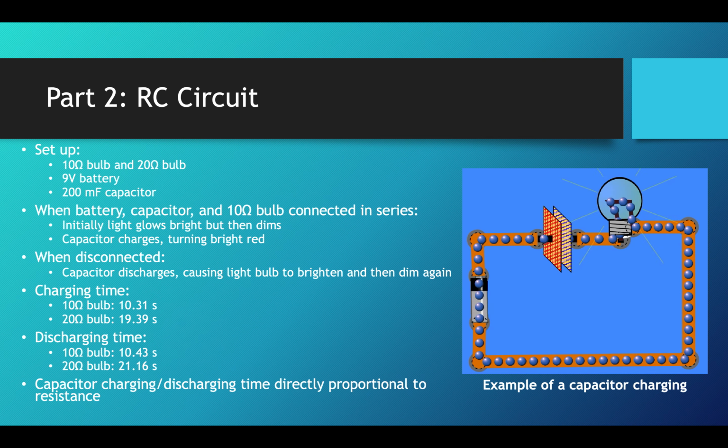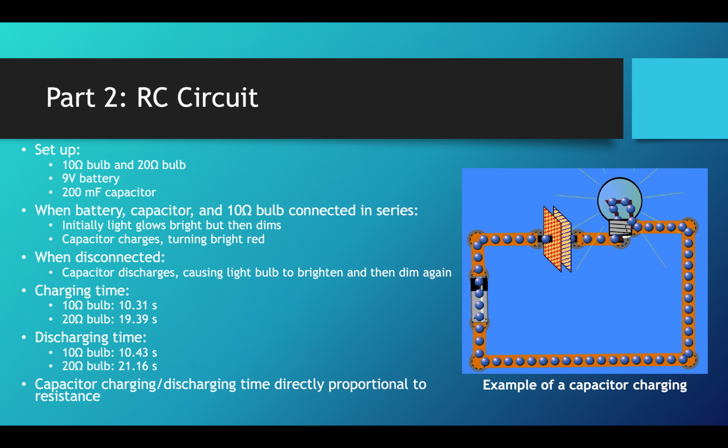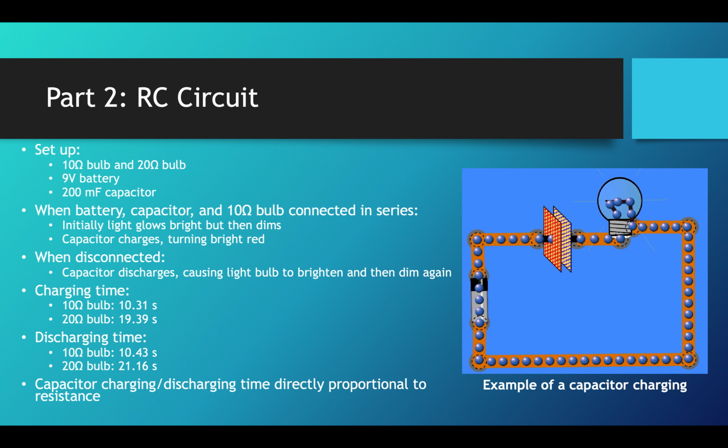The charging times and discharging times were measured for each ohmic light bulb. For the 10 ohm bulb, the charging and discharging time was around 10 seconds, while for the 20 ohm bulb, the time was around 20 seconds. These results showed that the capacitor charging and discharging time are directly proportional to the amount of resistance.